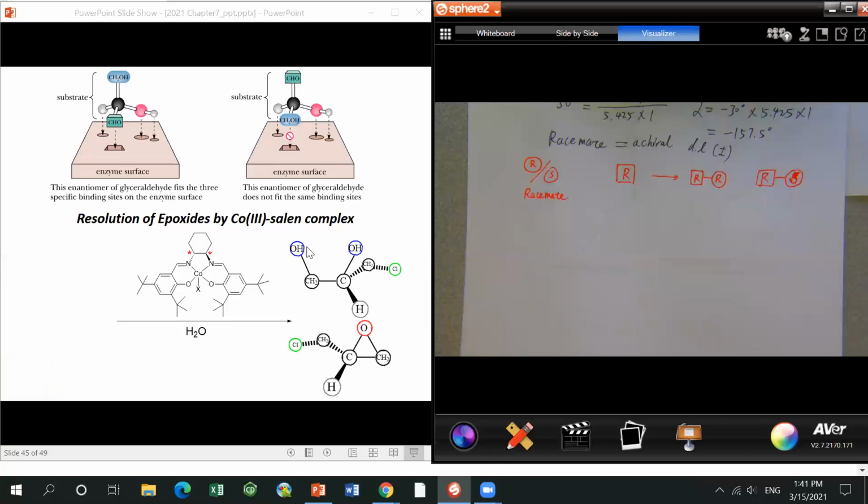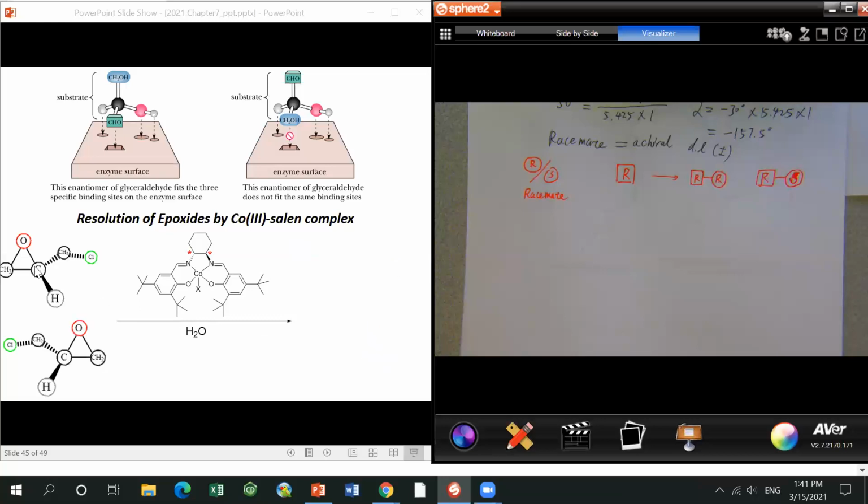In this case, we have two totally different molecules, easy to separate, because one is a diol and one is just the epoxide. Even distillation can separate these two. But in the very beginning case, you have two enantiomers, which is hard to separate. These two have the same boiling point, melting point, everything the same.